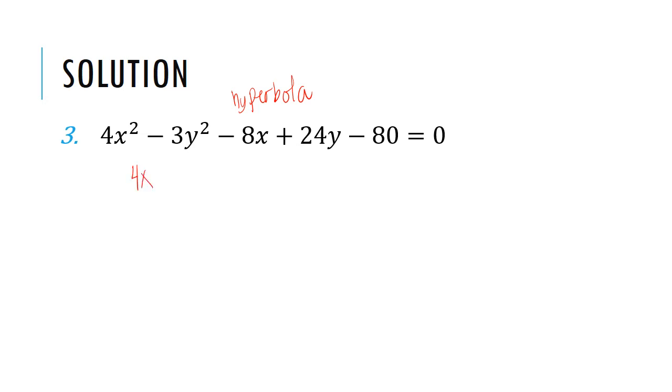Again, collect similar terms with similar variables: minus 3y squared plus 24y, then transpose the constant to the right side. Again, the coefficient of x squared is not 1, so you have to factor out that coefficient. Then negative 8x would become negative 2x, and then we add some constant term to complete the square. The same is true for the y variable.